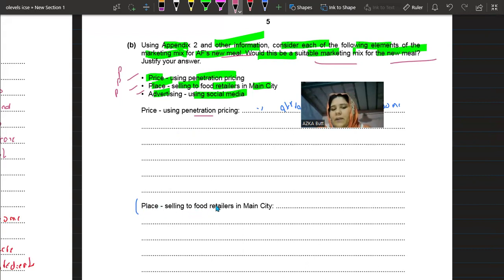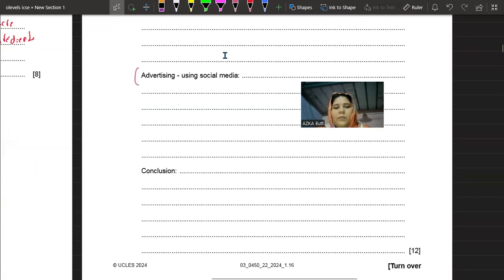Okay, if they are going to sell the food through food retailers in the main city, what are the pros and cons of it? And we can also discuss other distribution channels. And the third one is advertising.